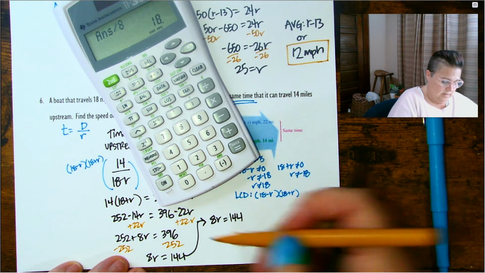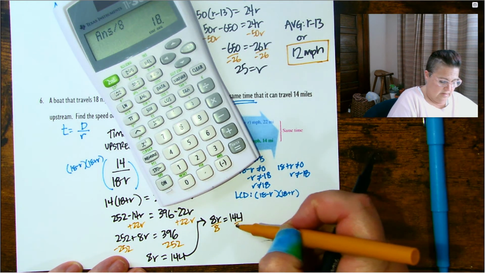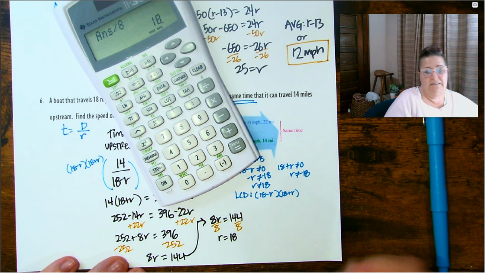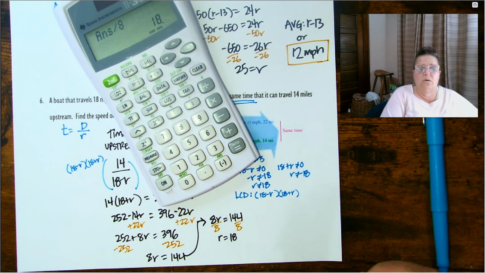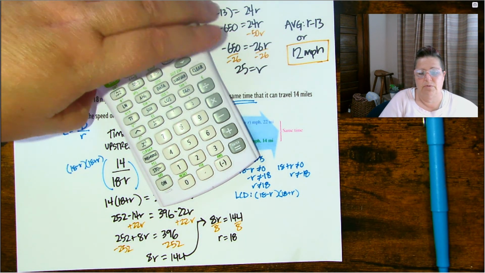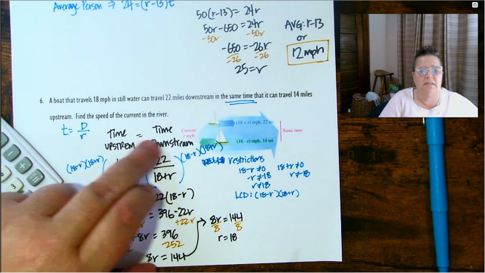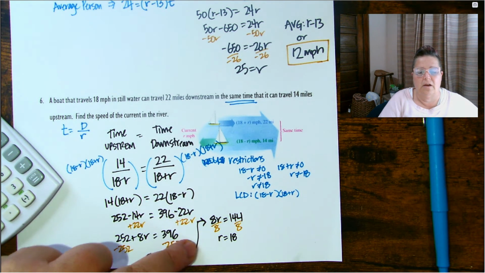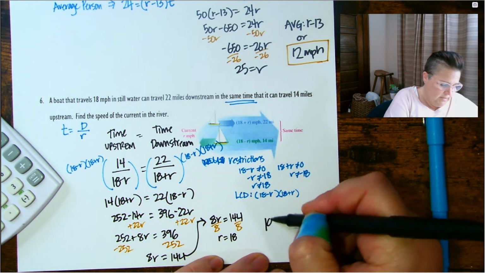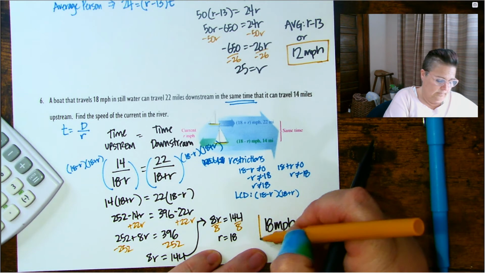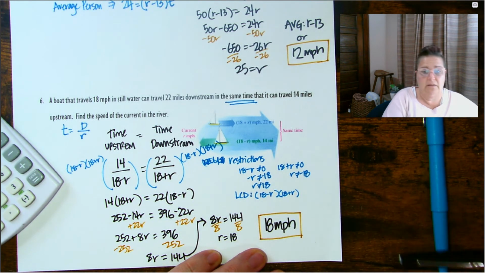Rewriting that to get that R is equal to 18. So I think that the speed of the current is 18 miles per hour. What was I supposed to find? The speed of the current. R is 18, so 18 miles per hour. That's the speed of the current.